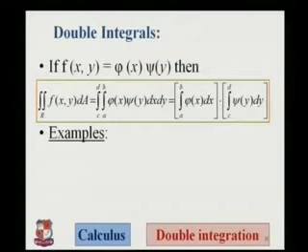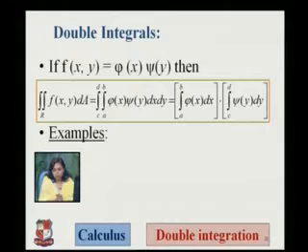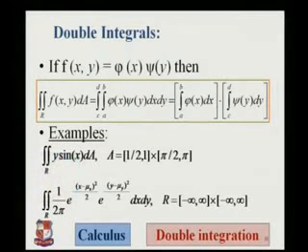Now, another interesting one: suppose your f of x y is phi of x into psi of y. That is also an interesting one. What is given here? A function of x multiplied by a function of y only. If they are separate, then we can take separate integration of x and separate integration of y. That can be applicable only for this type of function and only for constant limits, not for variable limits.